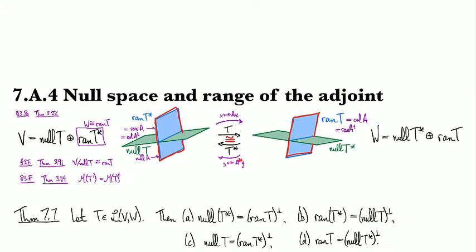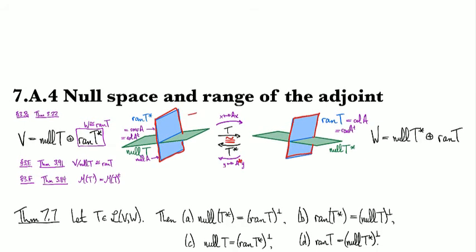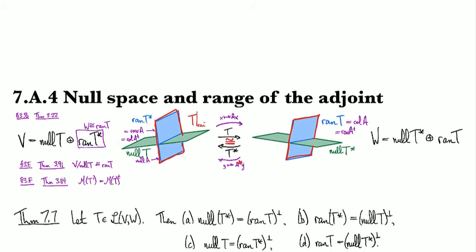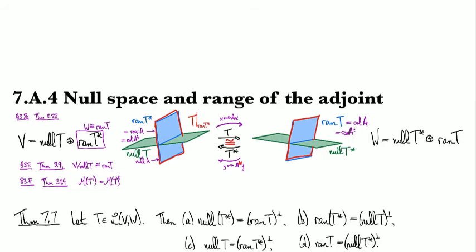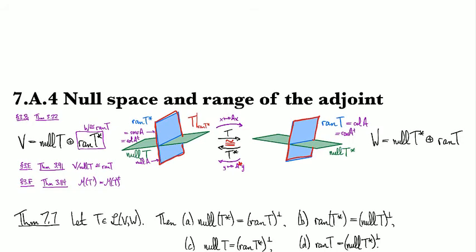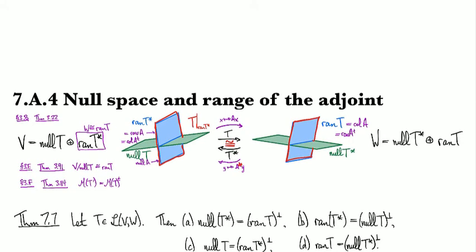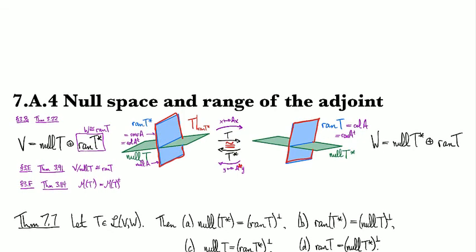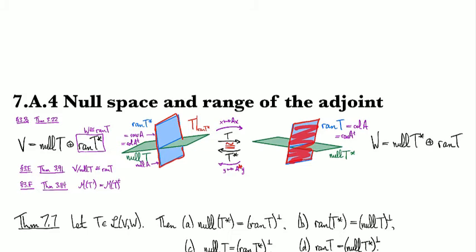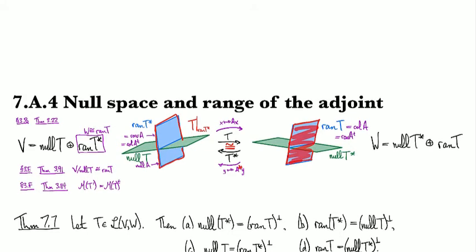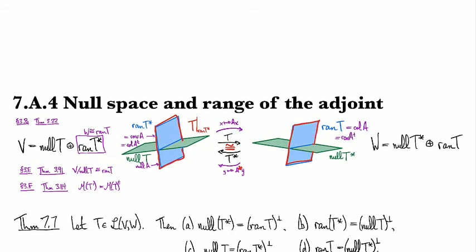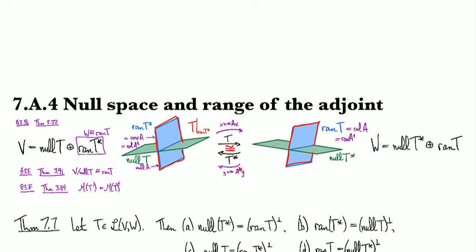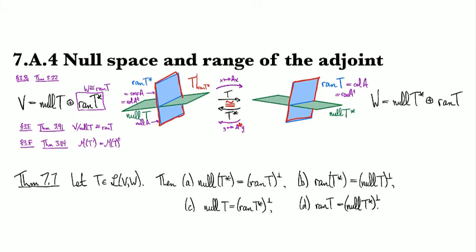So in other words, if you take T and restrict it to the range of the adjoint, then this is going to be an isomorphism, and it's going to put this vertical red plane here in bijective correspondence with the range of T over here. All right, and so the point of this next theorem then is to write all that down precisely and concisely.